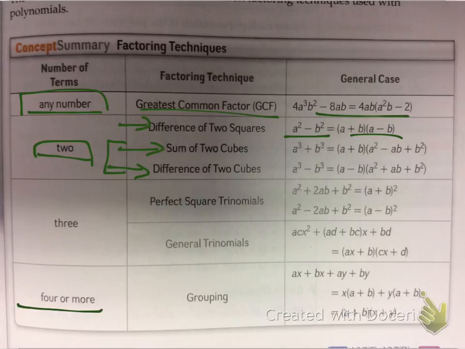Perfect square trinomials, general trinomials, 3 terms, that's usually our quadratics. That's ones with the x squares. 4 or more, you have to do grouping. And the book's grouping is very interesting, but I'm going to try to make it fairly simplistic. At least that's my goal.